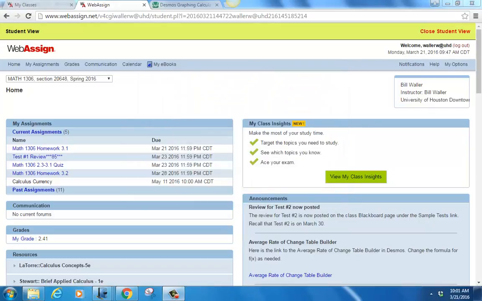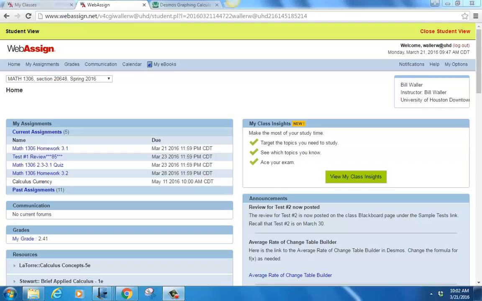Now one thing, because we had that week off, it's going to seem a little bit compressed: test number 2 is coming up a week from Wednesday, March the 30th. And so I've already posted the test review for that one. If you go to the Blackboard page under the sample test link, I've got that one posted.